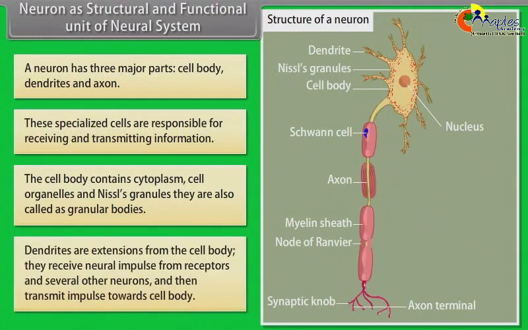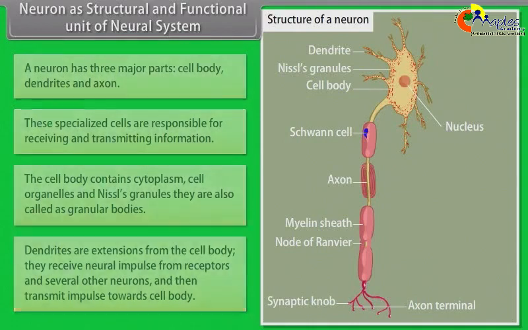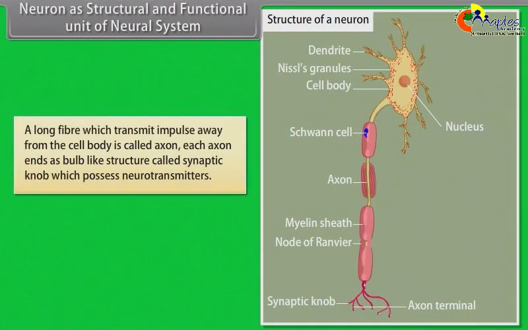Dendrites are extensions from the cell body. They receive neural impulse from receptors and several other neurons and then transmit the impulse towards the cell body. A long fiber which transmits impulse away from the cell body is called the axon. Each axon ends as a bulb-like structure called the synaptic knob, which possesses neurotransmitters.